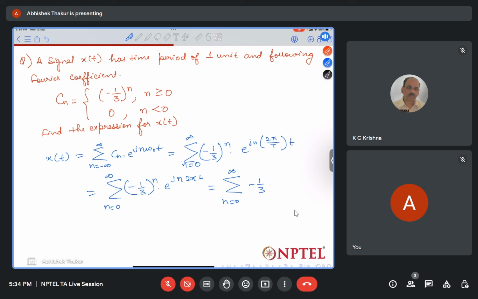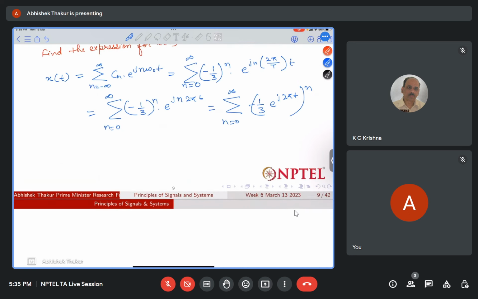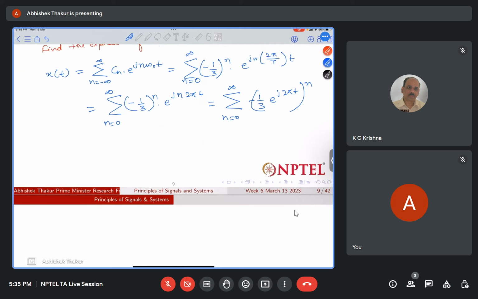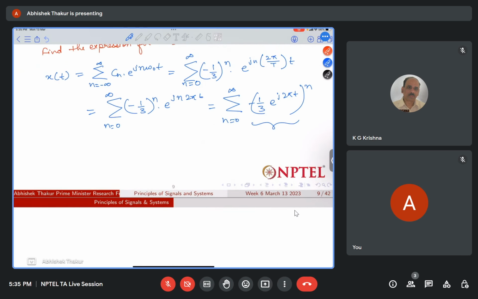So minus 1 by 3 into e to the power of j 2 pi t, and here we take the whole to the power n as common, so this is the summation. This will be equal to a by 1 minus r, that is 1 by 1 minus r. So this r will be minus 1 by 3 e to the power of j 2 pi t. So we'll get 1 by 1 plus 1 by 3 into e to the power of j 2 pi t. In this way we can get our signal x(t) as this.